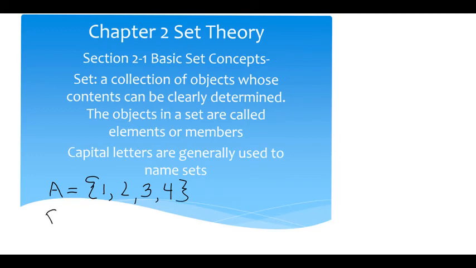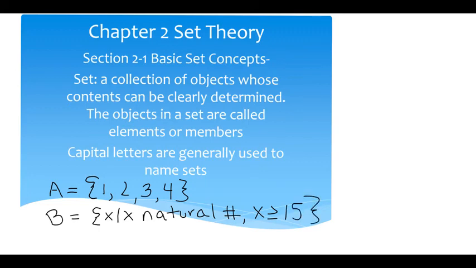If I do it in set builder notation, it is a bracket with an X, a straight line, and an X, which stands for the set of all X. The straight line stands for such that X is an element of, and we'll say natural numbers, and then we're going to give an inequality to describe it. So we'll say X is greater than or equal to 15. Okay, so that's another way. Or you can describe it in words.